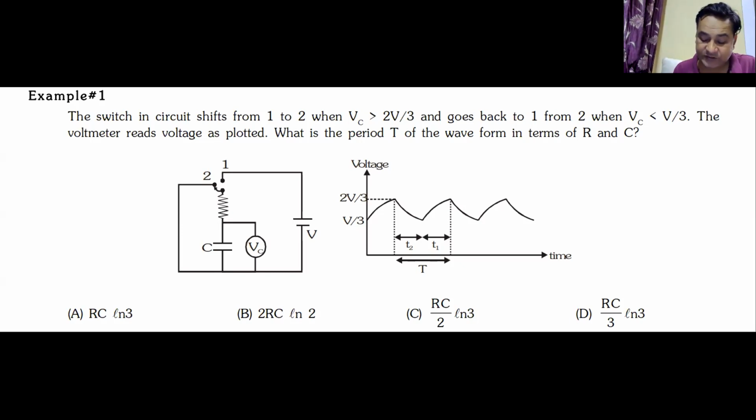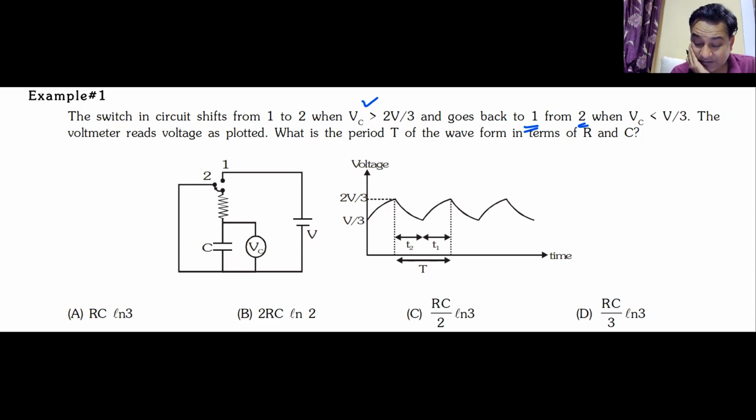The switch in the circuit shifts from 1 to 2 when VC becomes greater than 2V by 3 and goes back to 1 from 2 when VC is less than V by 3. Okay, I did not read it correctly. The voltmeter reads voltage as plotted.